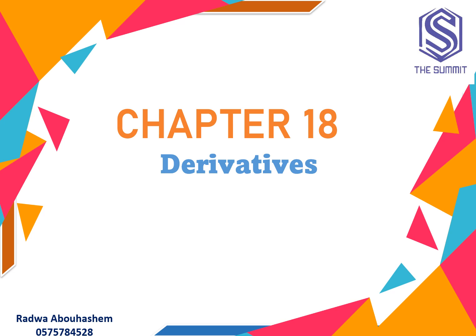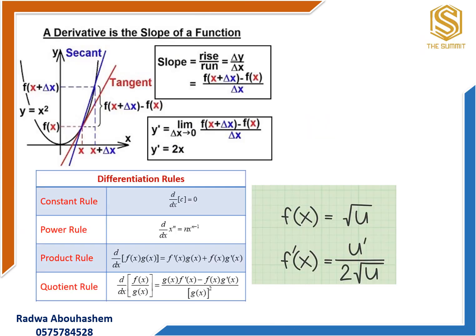Now we're going to continue to the derivatives. This is the second part of chapter 18. Okay, what is the meaning of the derivative? Derivative means that you are getting the slope of the tangent line. For example, here you have a curve.